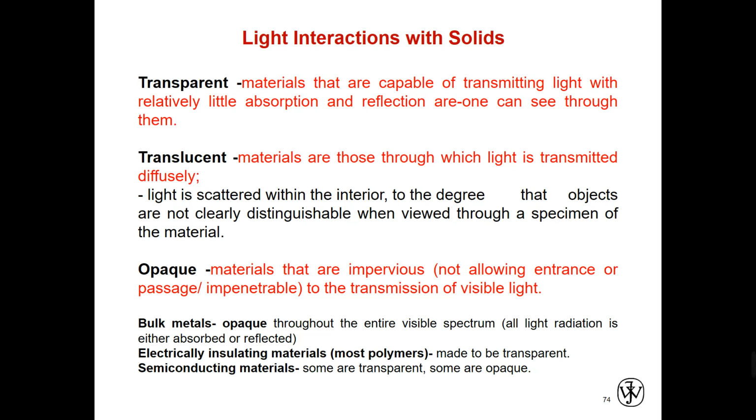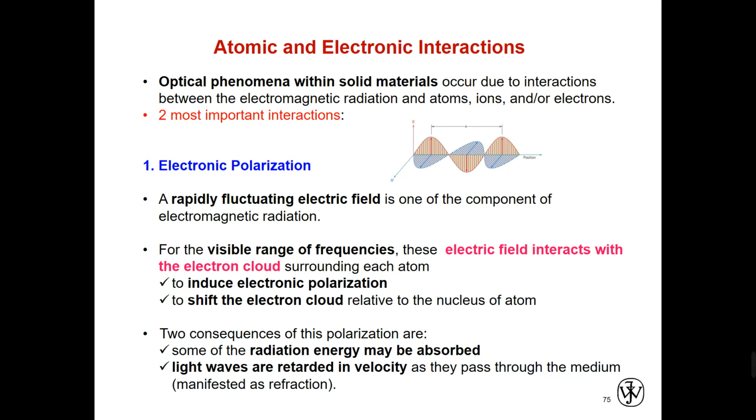Electrically insulating materials, most polymers are made to be transparent, and semiconducting materials, some are transparent and some are opaque. That is for your information, related to engineering materials. And then for atomic and electronic interactions, optical phenomena within solid materials occur due to interactions between the electromagnetic radiation and atoms, ions, and/or electrons.